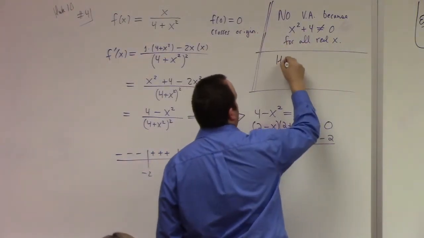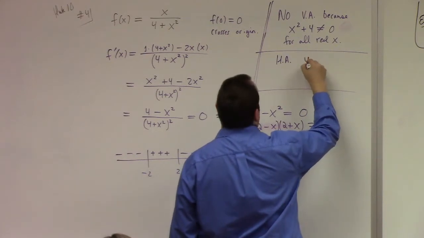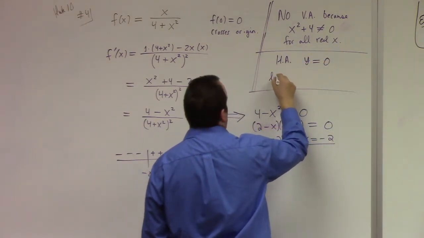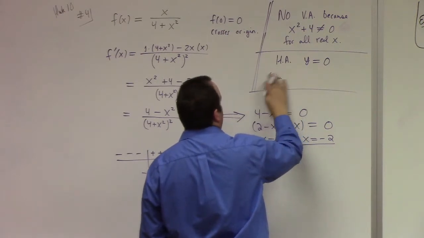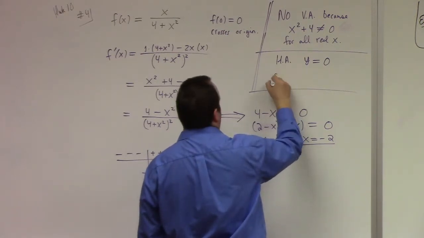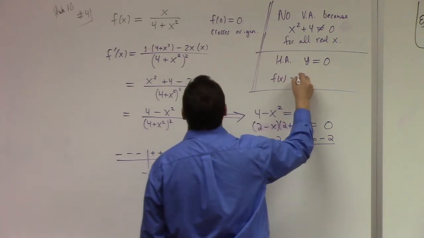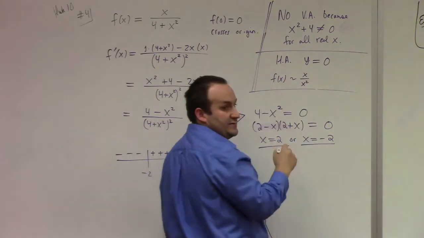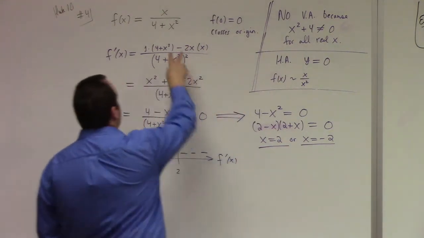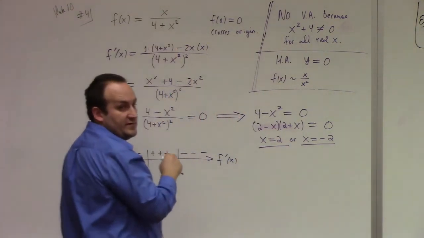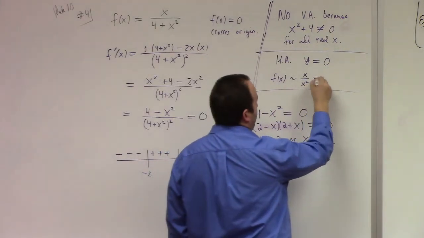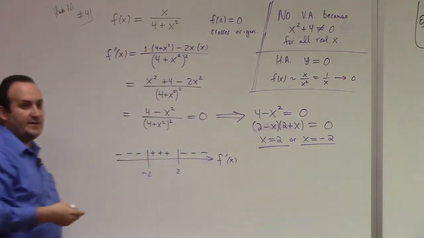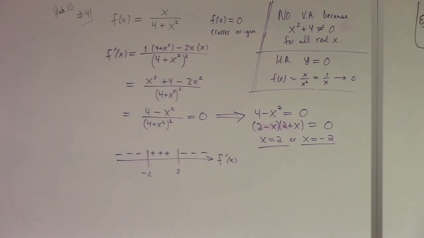The horizontal asymptote is just y equals 0. Here's the intuition that I have for it anyway. f of x is essentially x divided by x squared when x is really, really big, because when x is really big, the 4 doesn't matter. So it's essentially x over x squared, which is like 1 over x, which goes to 0. Asymptotically, after a long time, this function just looks like 1 over x.